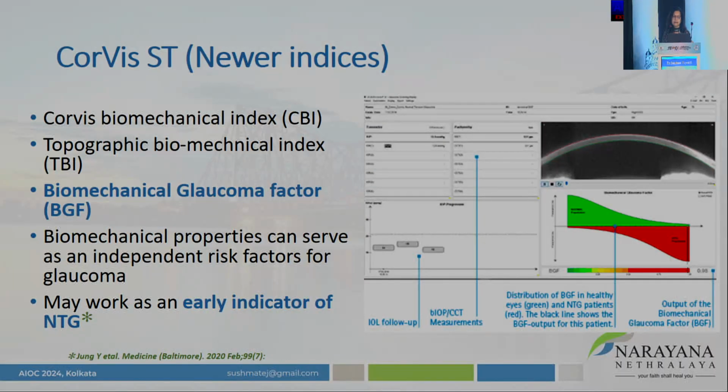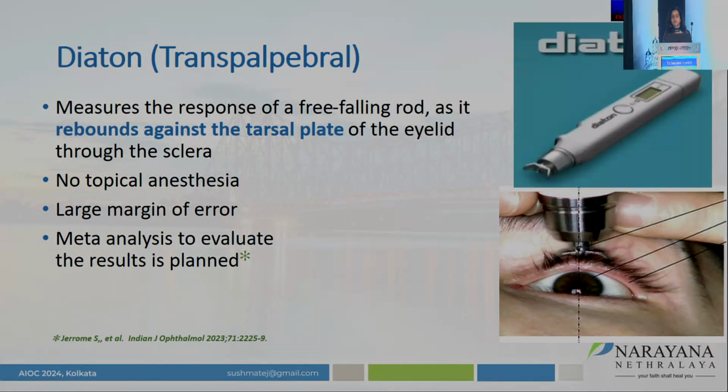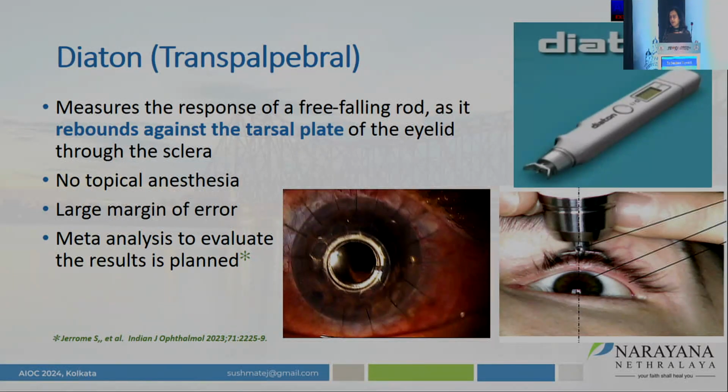The newer indices of biomechanics are also useful, like the biomechanical glaucoma factor, which is supposed to be more useful for patients with NTG, as it is an early indicator of NTG patients, where we have normal intraocular pressures as such. There are certain tonometers which are transpalpable against the tarsal plate, of very limited use, maybe in keratoconus patients.